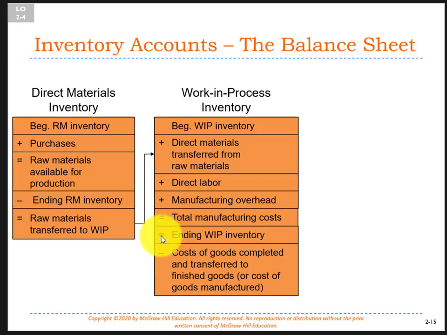Well, that should say subtract. Ending work in process. That's a typo here. Subtract ending work in process inventory equals cost of goods completed and transferred to finished goods, or cost of goods manufactured. So flip those. That should be minus, and that should be equals.